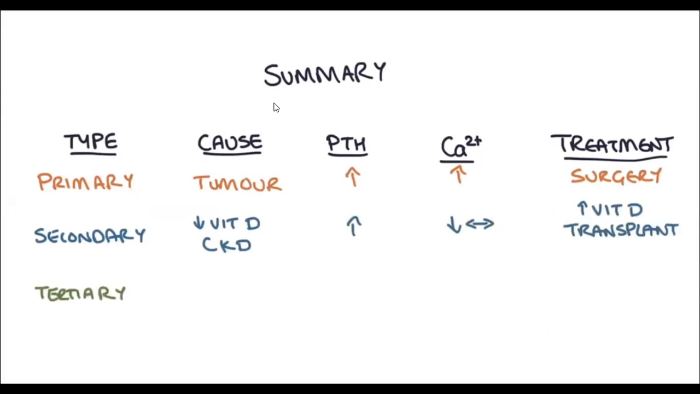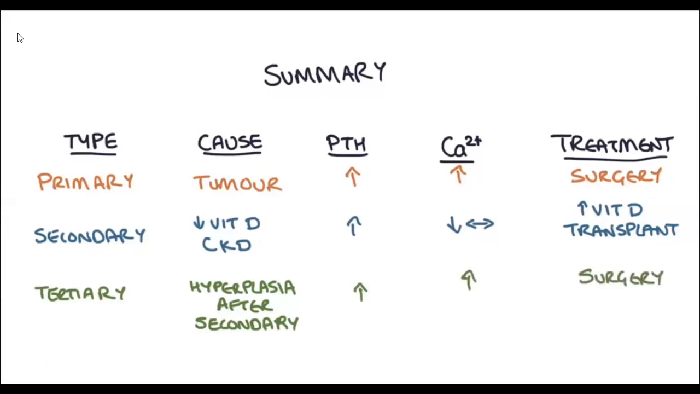And tertiary hyperparathyroidism is a result of hyperplasia of the parathyroid glands after secondary hyperparathyroidism, and it leads to a high parathyroid hormone level, and even once the cause of the secondary hyperparathyroidism is treated, it leads to a high serum calcium level. And the treatment of this would be surgery to remove the extra hyperplastic parathyroid tissue.